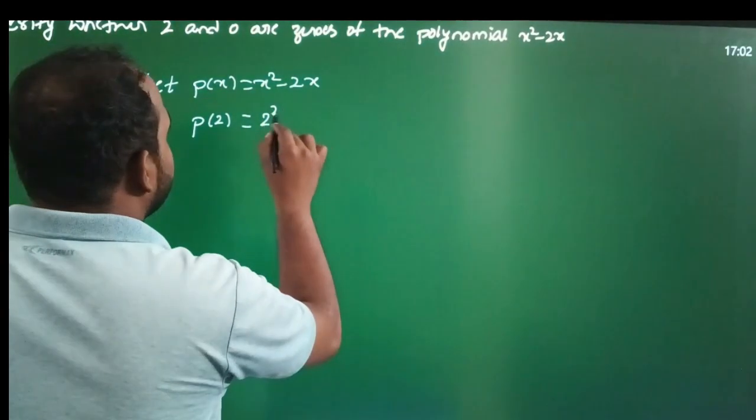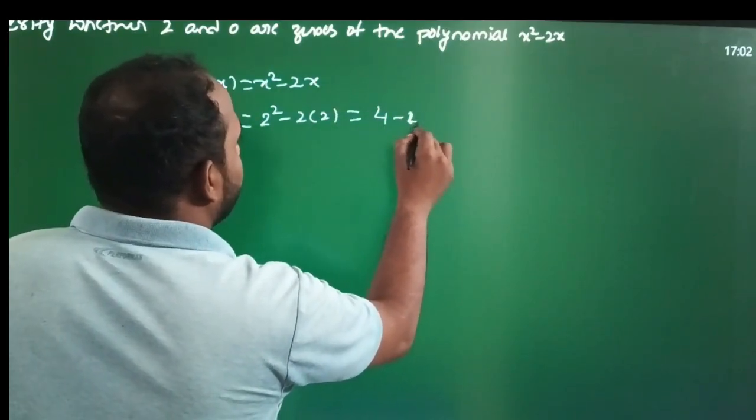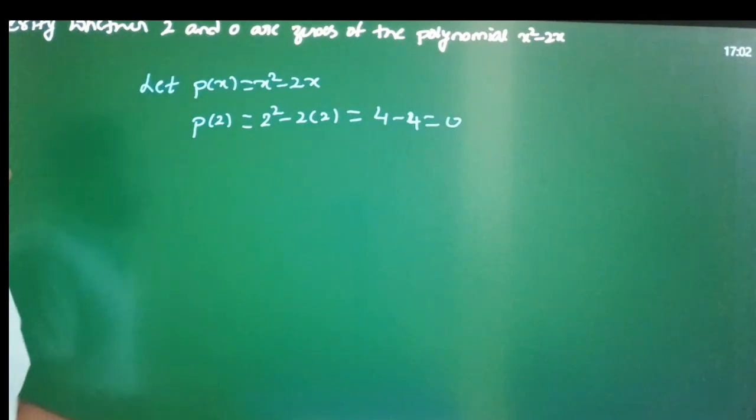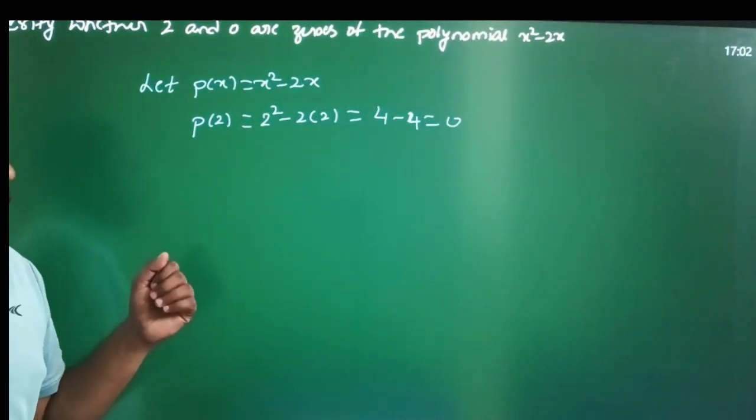We will get 2 square minus 2 into 2. That means 4 minus 4, which equals 0. The value of the polynomial at x equal to 2 is 0. Therefore, 2 is the 0 of the polynomial.